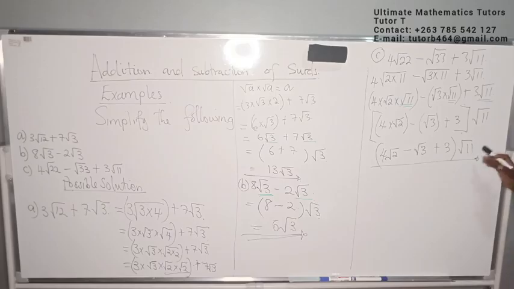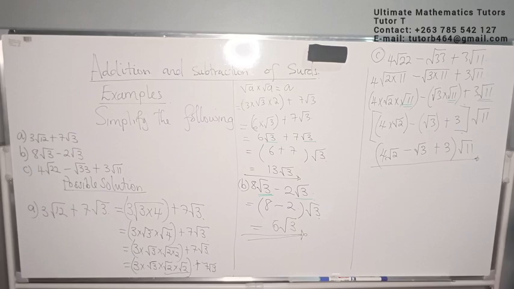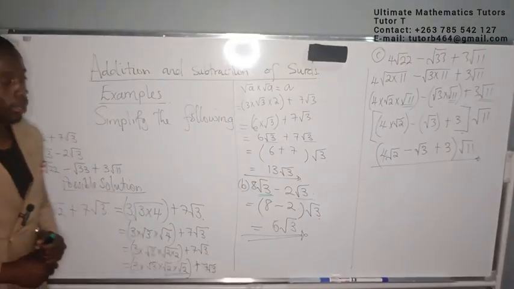So this is how you simplify part C. You can leave it in this form, right? Because you cannot add 4 root 2 minus root of 3 plus 3. So here we're just simplifying and we're leaving our expression in surd form, right?